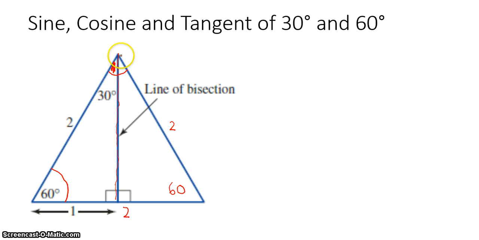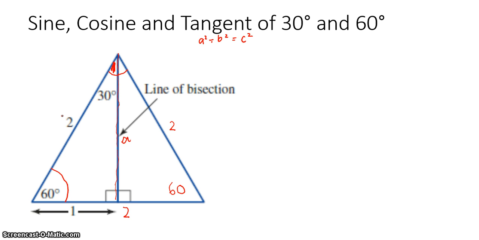We need to find the length of this perpendicular side, and we'll call this unknown length A. We're going to use Pythagoras' theorem to find this length, and we know that Pythagoras' theorem says that A squared plus B squared is equal to C squared, where A is my unknown length here, B is equal to 1, and C, the hypotenuse, is equal to 2.